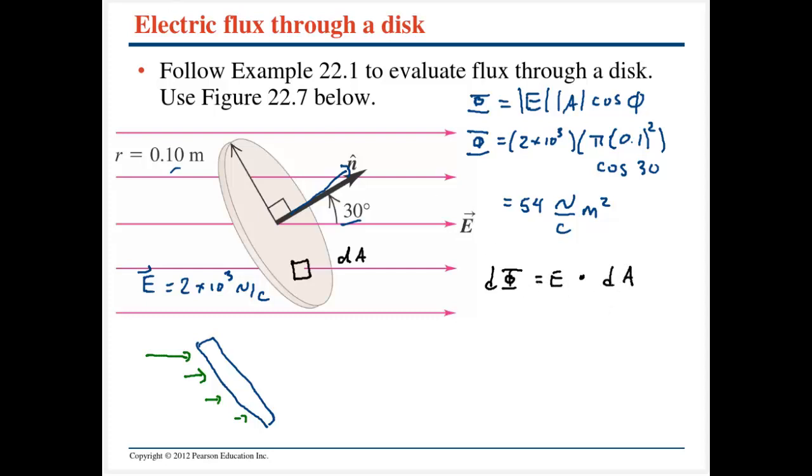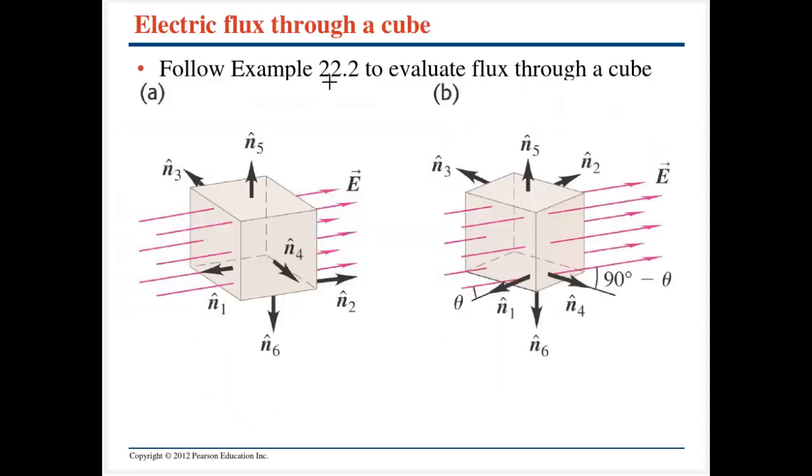And really I just need to add all of these tiny little pieces up, so I'm going to do an integral. So in general, the most general possible way we could write the flux is the integral of the electric field dotted with dA. Both of these are vectors. Another example worth mentioning briefly is 22.2.